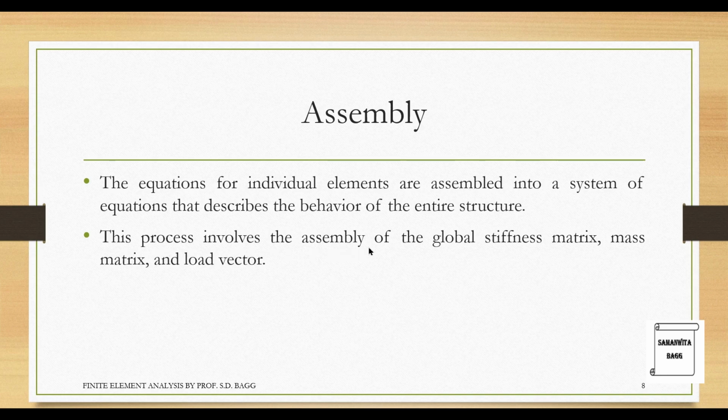This process involves assembly of the global stiffness matrix, mass matrix, and load vector. So basically, you are going to assemble all three of them and form the total equation, which is called the global matrix equation.